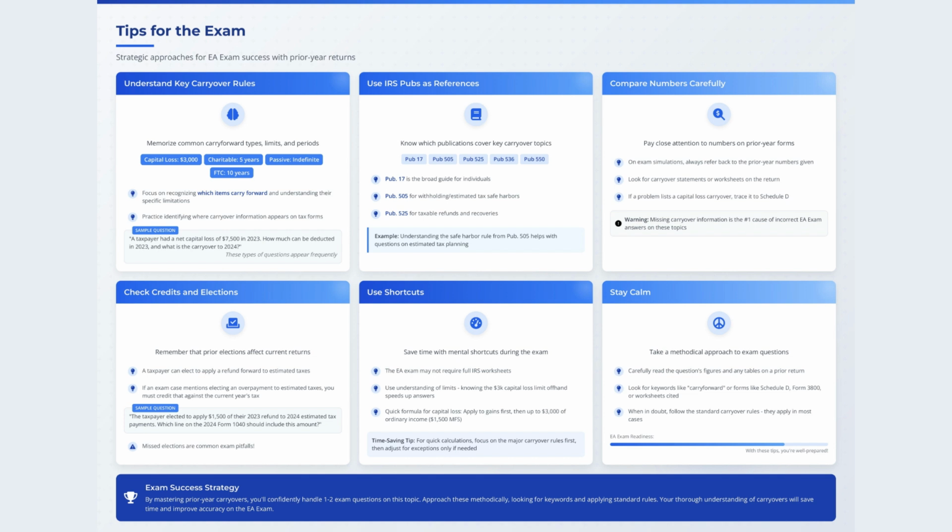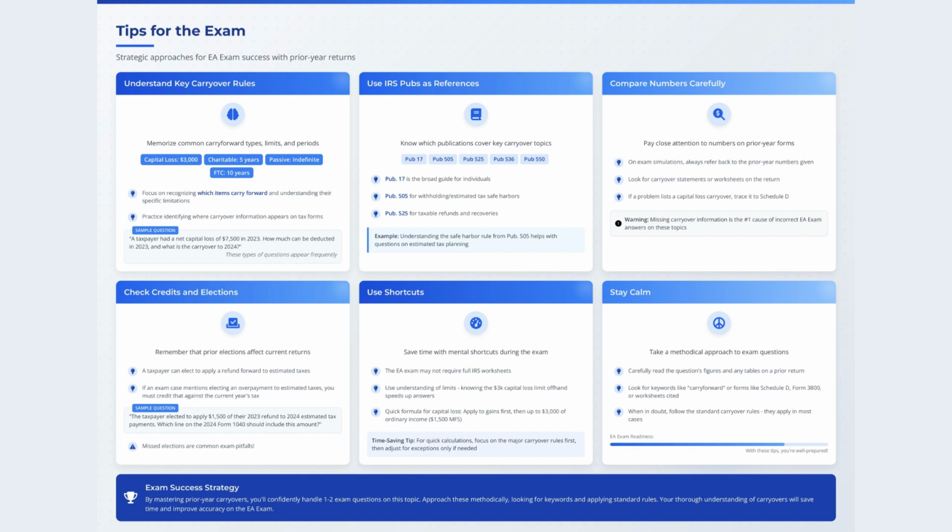Number 3. Compare prior year numbers carefully. On simulations, you'll often be given data from a prior year return. Use it. Look at the carryover worksheets. If the question says there are capital loss carryover, pull Schedule D and trace it. The EA exam is testing not just what you know, but whether you catch the details.